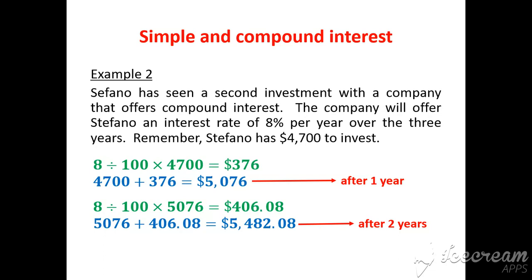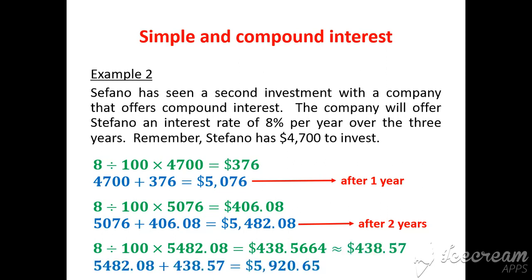So if we carried on and went into our 3rd year, we have to work out 8% of $5,482.08, and that gives us $438. We'll round it to 57 cents. And if we added that on, that'll give us $5,920.65 after 3 years.